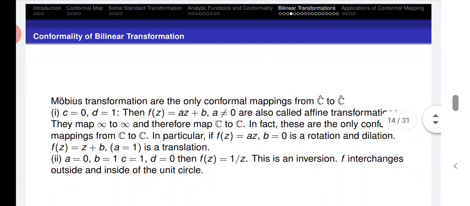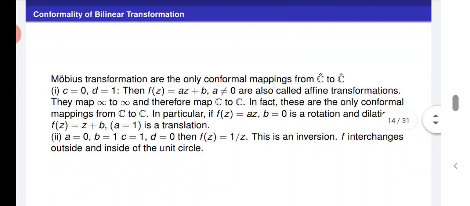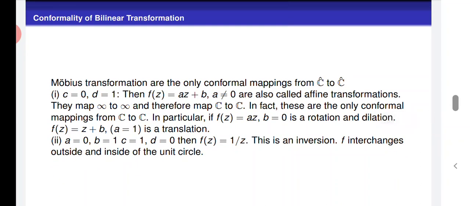Now, Mobius transformations are the only conformal mappings from C cap to C cap. If c equal to 0, d equal to 1, then f of z is equal to az plus b, a not equal to 0, also called affine transformations. They map infinity to infinity and therefore map C to C. In fact, these are the only conformal mappings from C to C.